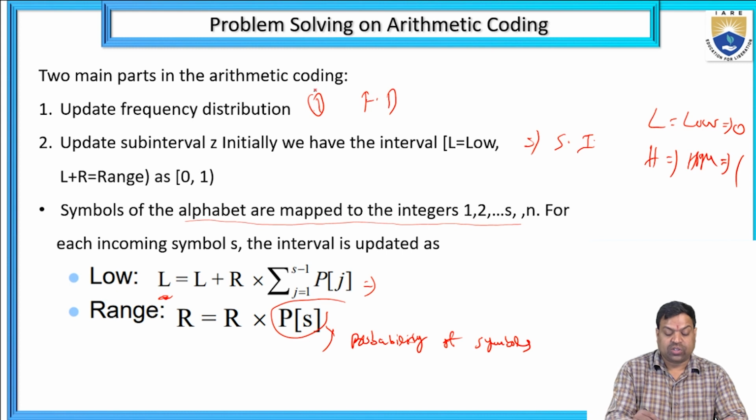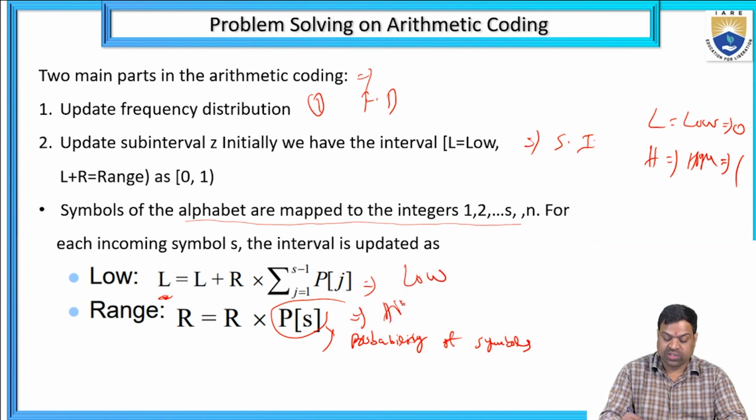So there are two main parts of arithmetic coding. The first one is update frequency distribution. The second one is update subinterval, with the initial interval of low and high being 0 and 1. The symbols of the alphabet are mapped to the integers 1 up to n. For each incoming symbol S, the interval is updated: low L equals L plus R times the summation of J equal to 1 to S minus 1 of P of J, and range R equals R times P of S, the probability of the symbol. So there is a low value and a high value.